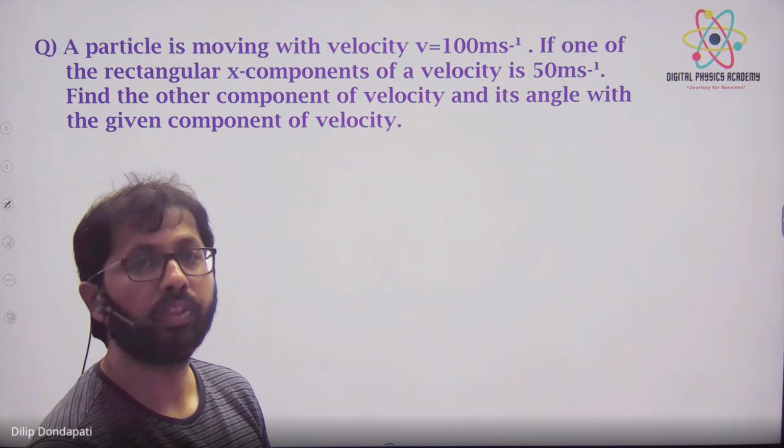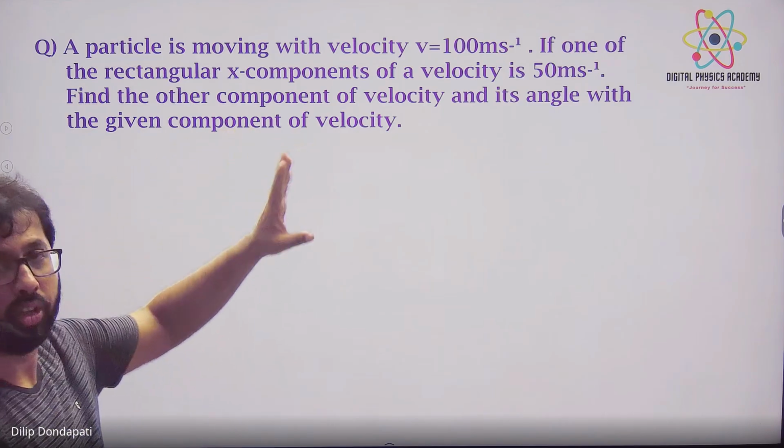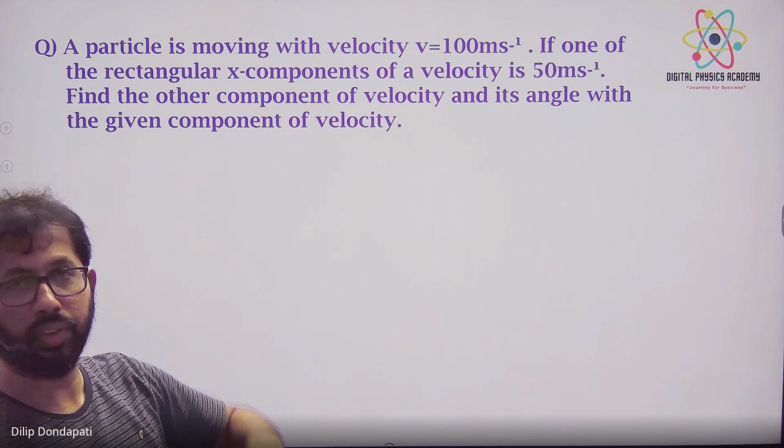So if we just take it as x, will it automatically become cos theta? Which one? Like I said, if one of the rectangular x components. The x component is nothing but cos theta only. That is, the value of 100 cos theta is given here.